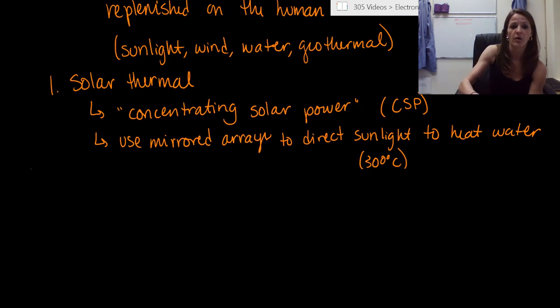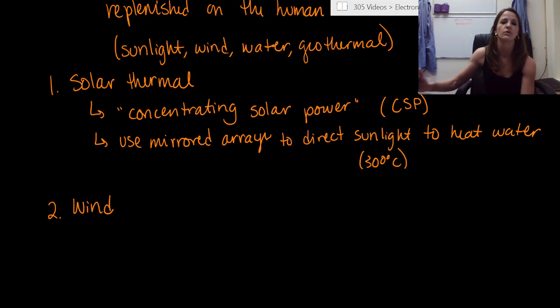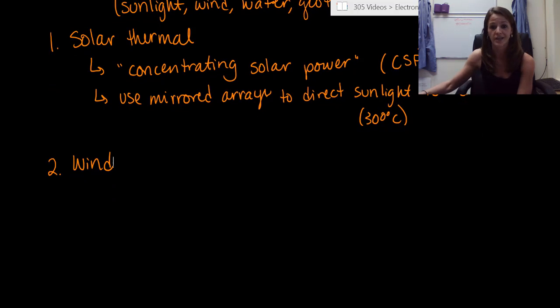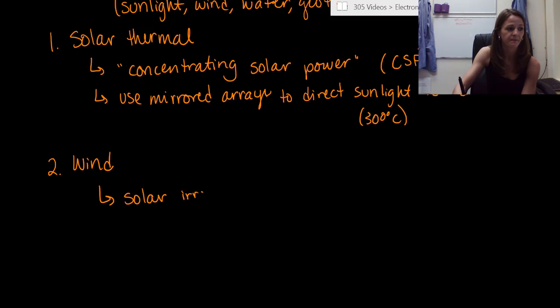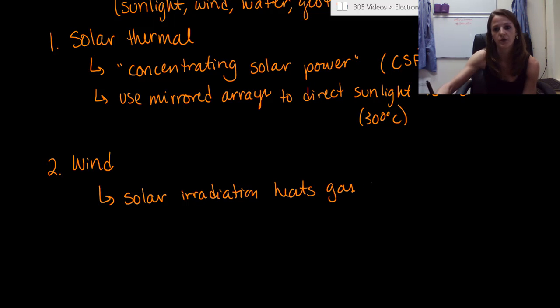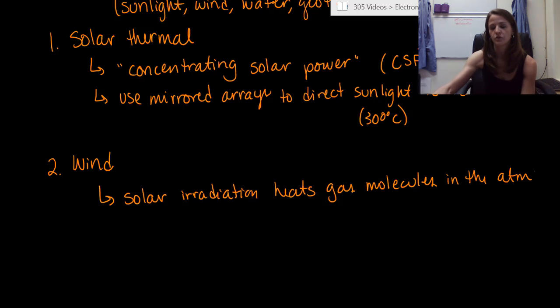After that, let's talk about wind. Wind is the one I have the most information for you, but that's just because I really want you to understand what wind actually is, and I don't ever get a chance to talk to you about this. So what is wind? Wind is when you have solar irradiance, or let's say solar radiation, and that heats the gas molecules in the atmosphere. ATM, short for atmosphere, okay?